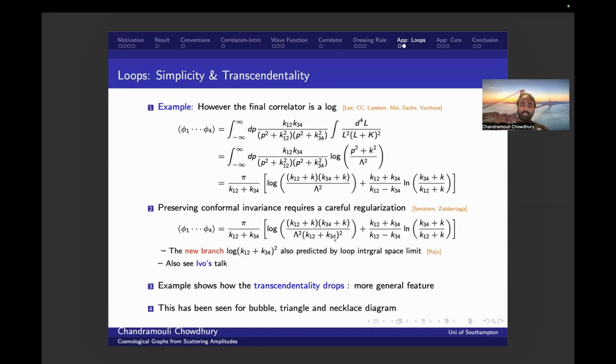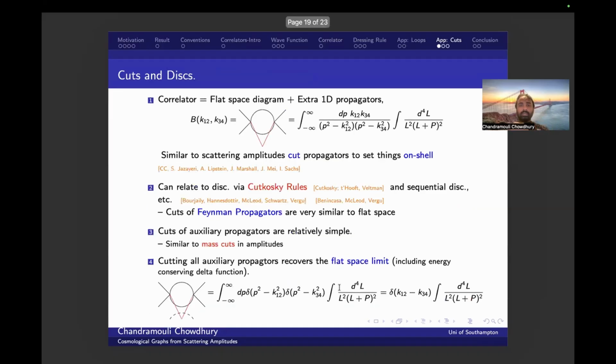But this actually shows how the transcendentality drops when you try to go from the wave function to the in-in correlation function. And it's a more general feature that we have now observed for the bubble, the triangle, the necklace, and all the examples we have been able to compute. Good. Now, there's another good application of this whole thing.